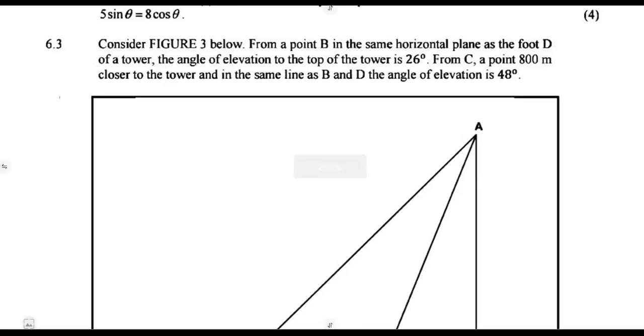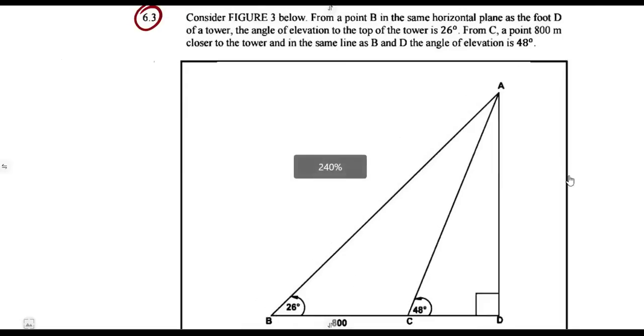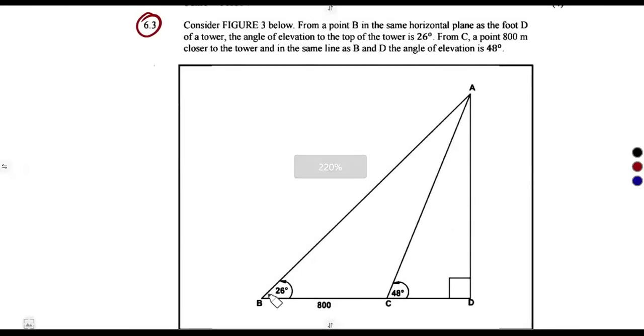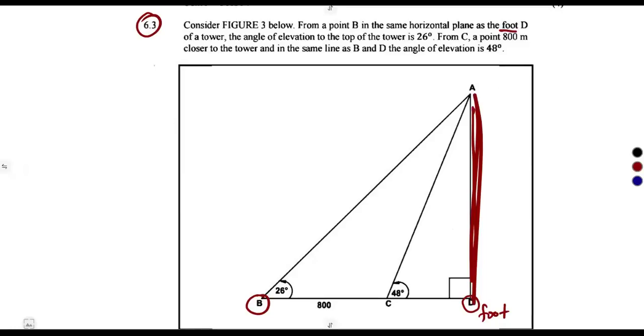Question 6.3. Let's see. Consider Figure 3 below. From a point B on the same horizontal plane as the foot D. All right, where is B? Here, from this point B. This is where we are working from, in the same horizontal plane as the foot D. So this is where we have the foot of the tower.